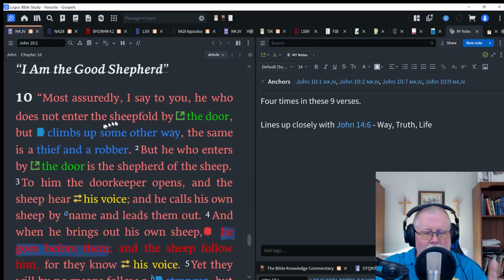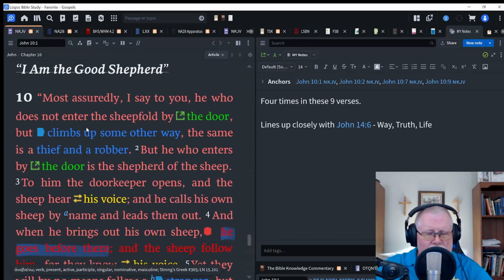But there are those who come in through a different way. Remember, they didn't want anything to do with Jesus, but they still want the sheep. Why do they want the sheep? Because the sheep are wealth. The sheep are power. The sheep are something that can be controlled. Jesus wasn't about controlling. He says the Son of Man did not come to be served, but to serve and to give his life as a ransom for many.